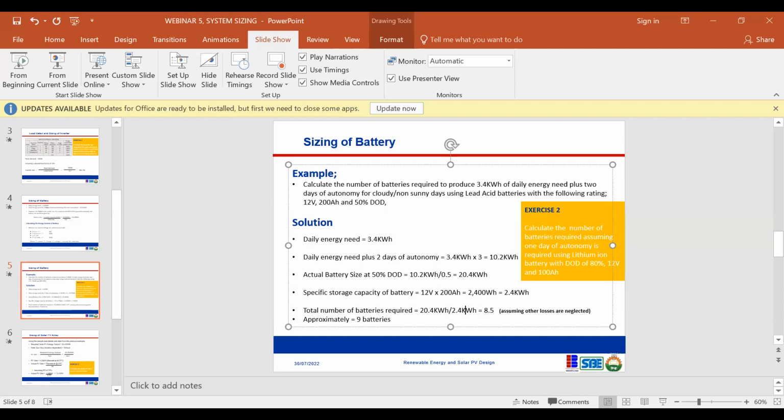Thank you very much. Yeah, thank you very much. Yes, 2.4 kilowatt hour, not watt hour.